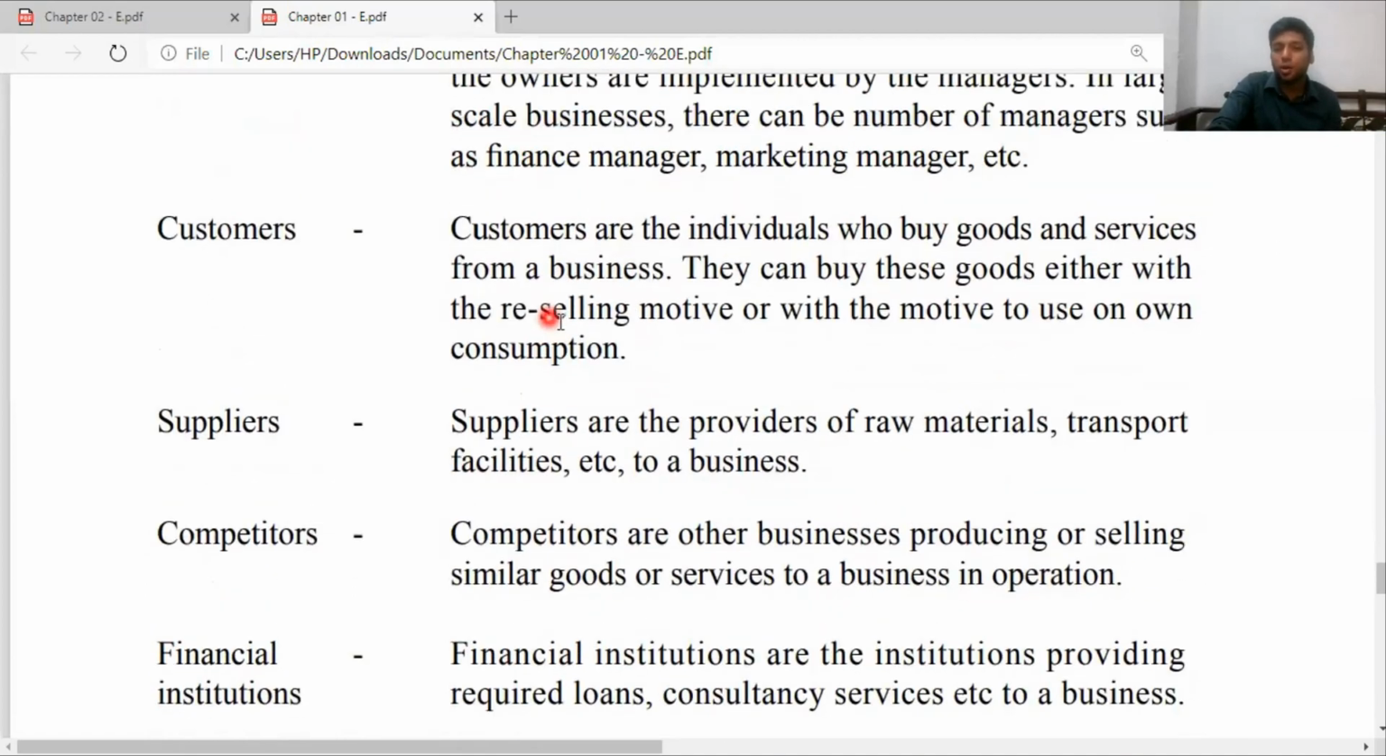They are the people who are buying the goods, and they always buy with a reselling motive or with the motive to use for their own consumption. These terms, remember, why do they buy goods? So they can be individuals. You can underline if you want. They buy it either for reselling, take it and sell to others, or they have the motive for their own consumption. Underline it when you are learning.